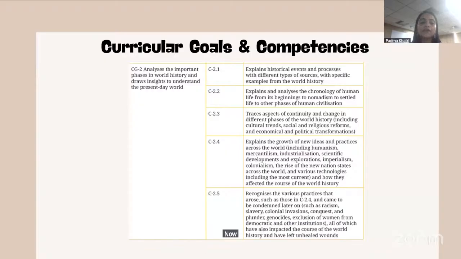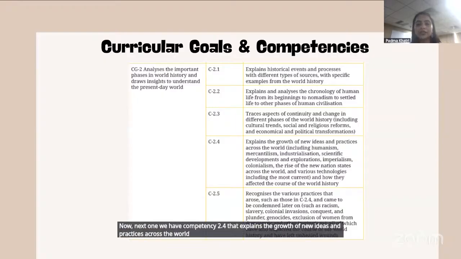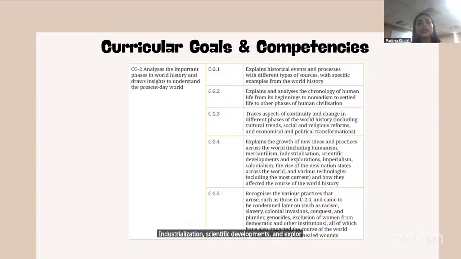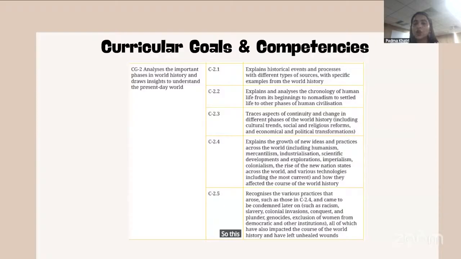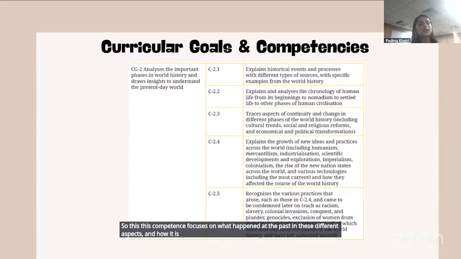Now, next we have competency 2.4 that explains the growth of new ideas and practices across the world. That focuses on humanism, mercantilism, industrialization, scientific developments and exploration, imperialism, colonialism, the rise of the new nation states across the world, and then how they affected the course of world history. So this competency focuses on what happened in the past in these different aspects and how it is affecting the present time, or how it was beneficial at the present time also, or what all changes were there during that particular period.